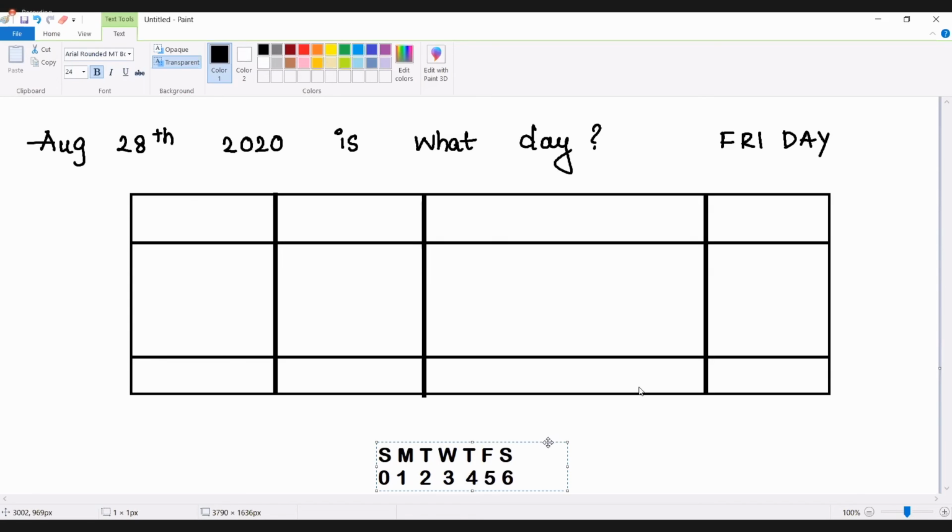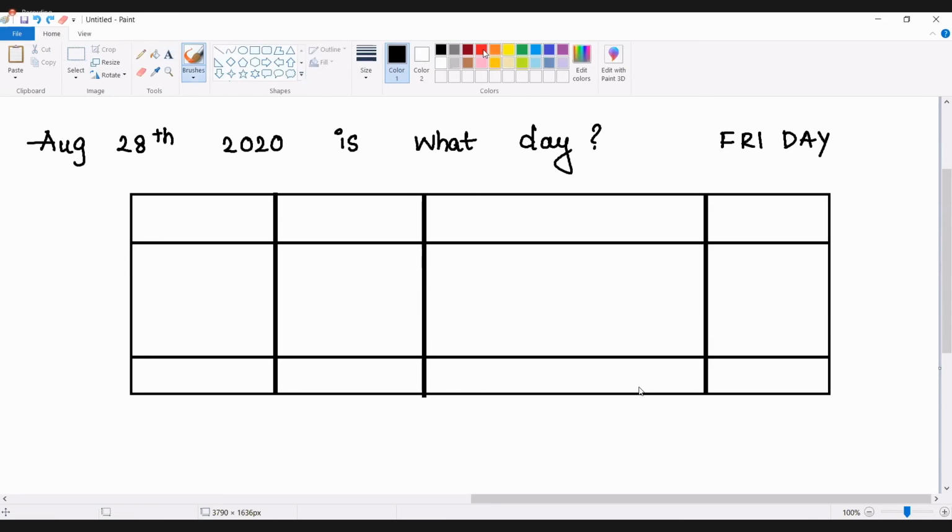So we'll try to understand. First we'll try to solve. How to take the day scale? First try to understand. Go with the century. What is the completed century? We are talking about 2020 August 28th. So the century is 2000. Then take the completed years. How many years are over? This is 2020, so completely 19 years are over.